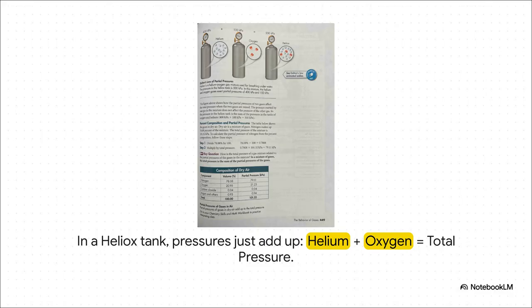That's it. Think about a heliox tank that deep-sea divers use. It's a mix of helium and oxygen. To find out the total pressure inside that tank, you don't need some crazy, complicated formula. You just take the pressure from the helium, add the pressure from the oxygen, and boom, there's your total. Each gas contributes its own part, and they just add right up.